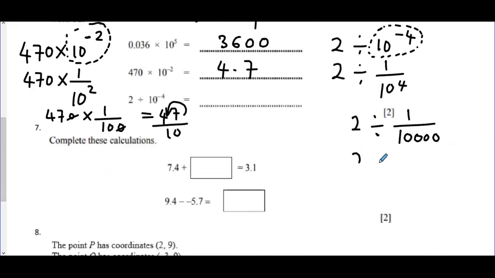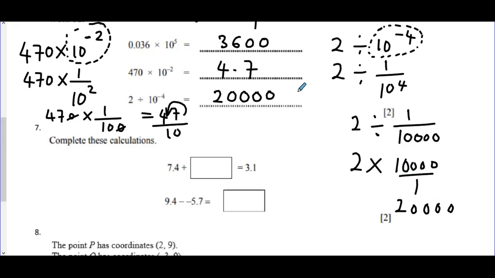This will be 2 times the reciprocal of that. It will be 10,000 divided by 1. And this will be 2 times 10,000. This will give you 20,000. Okay. So the answer for 2 divided by 10 power negative 4 will be 20,000. Right, so far so good. So let us proceed.